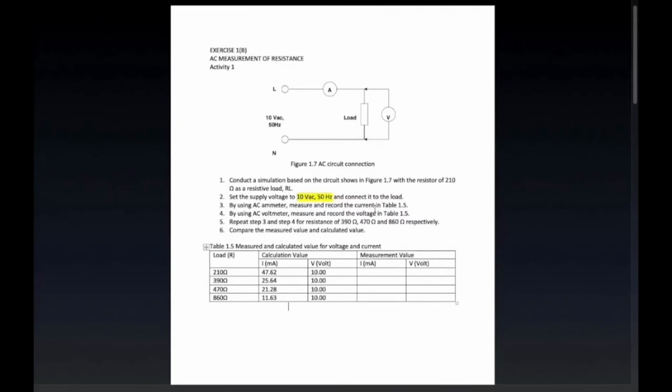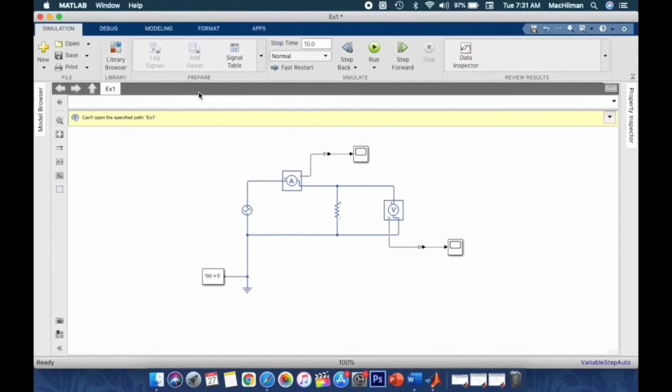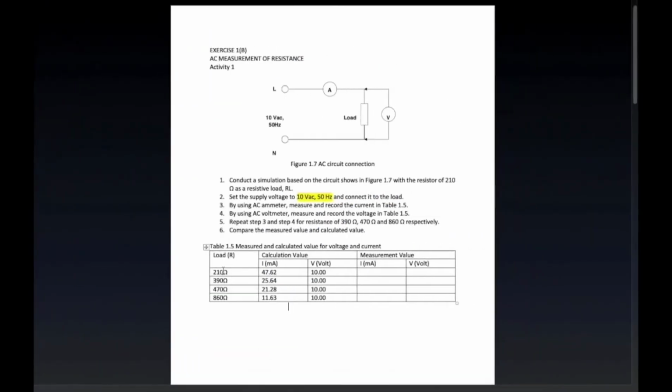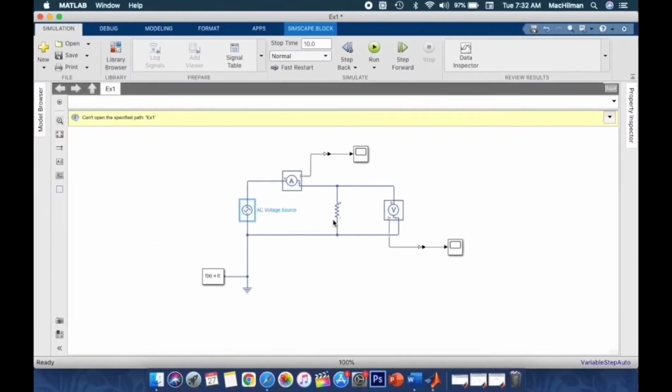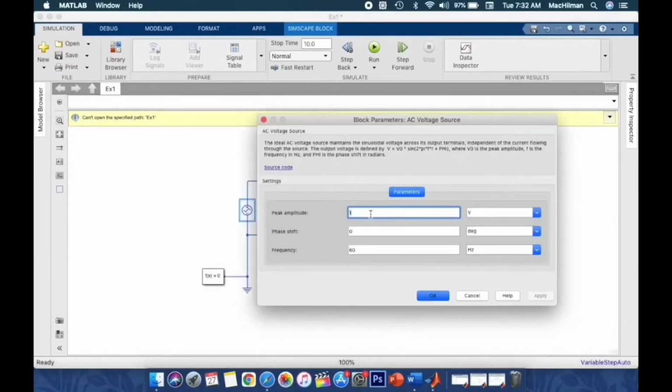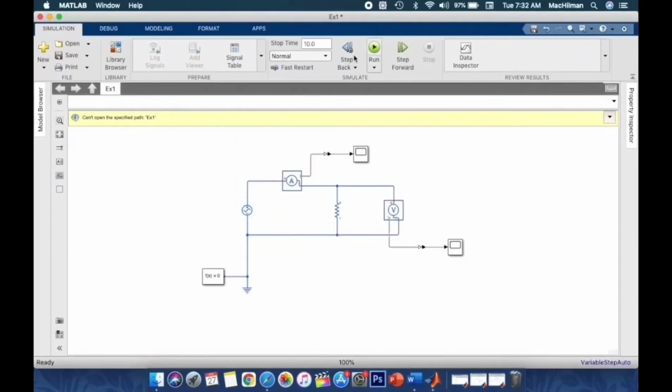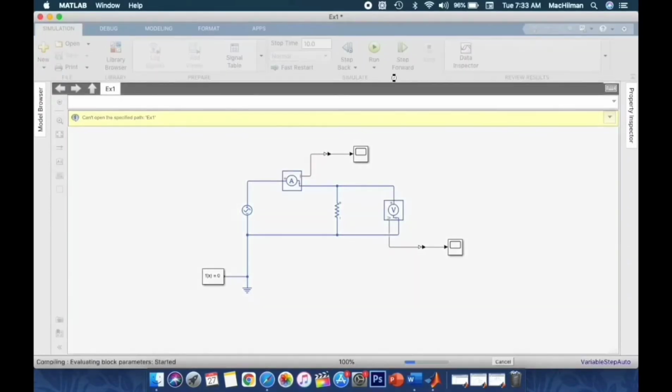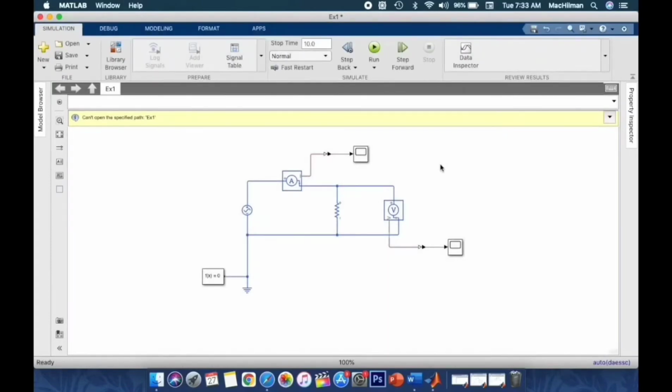For the measurement value, I will be using MATLAB Simulink. Here is our circuit. This is our ammeter, this is our voltmeter, our resistor, and our AC source. Now let's start with 210 ohm. Let's run. Okay, done. Let's measure our current first.